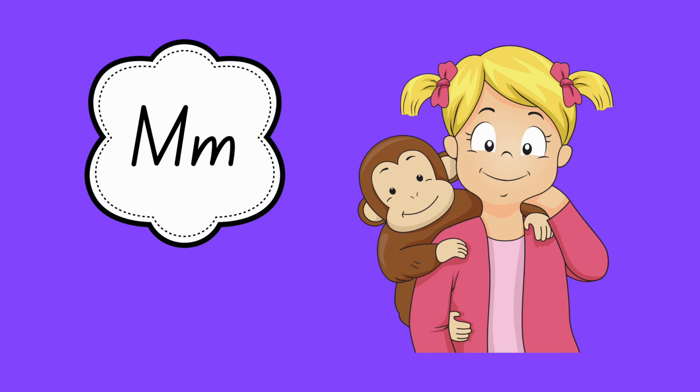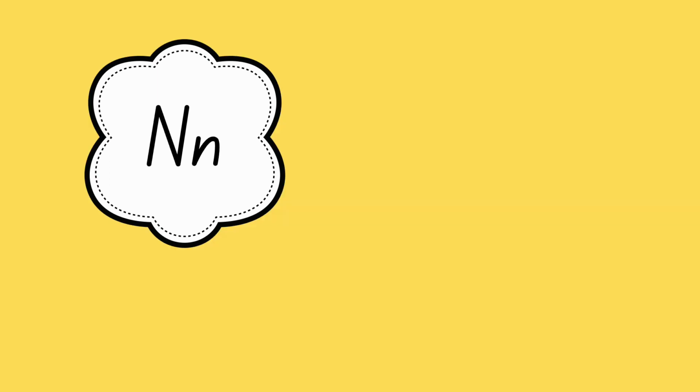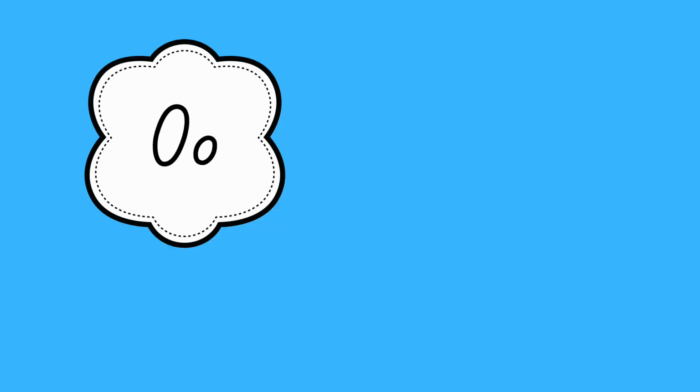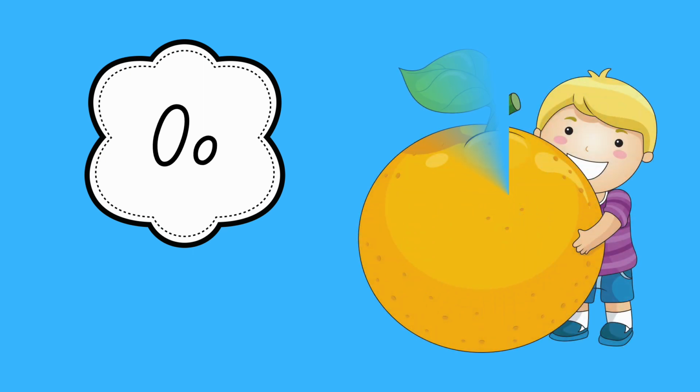M is for monkey. Monkey. N is for numbers. Numbers. O is for orange. Orange.